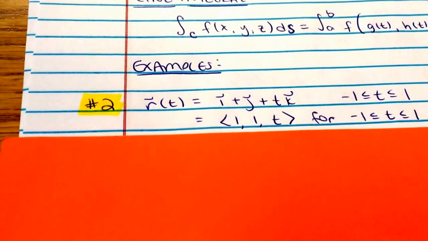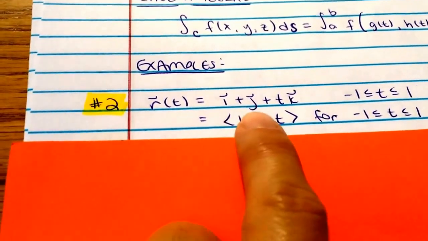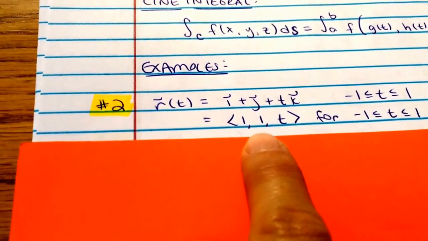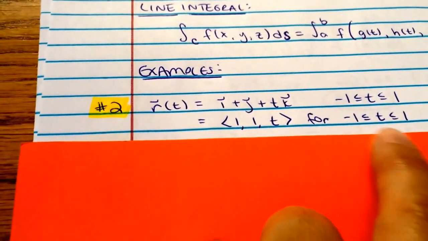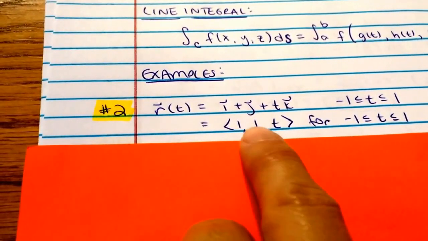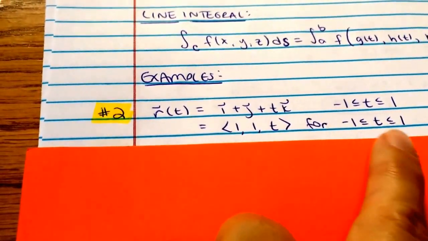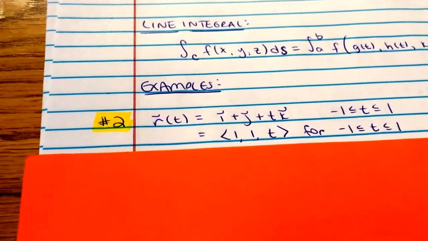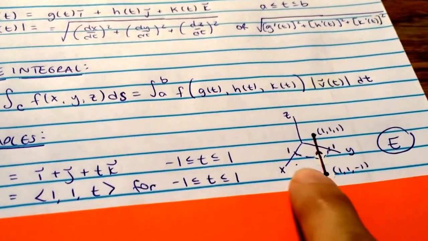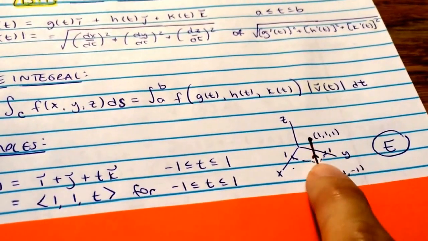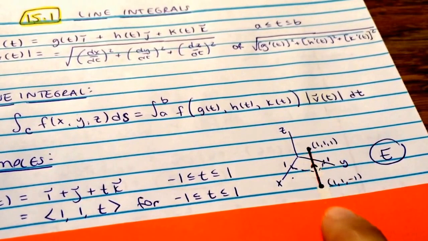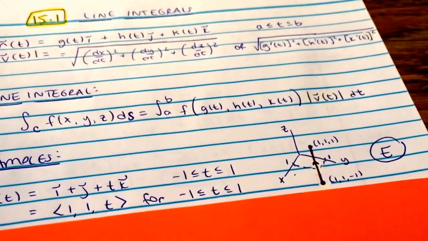Okay, number 2. This is i plus j plus tk. My mind works better in component form, so I put it in component form. And this is for when t is -1 to 1. And so if t is -1, this would be 1, 1, -1. If t is 1, this would be 1, 1, 1, or it could be anything in between there. So it would look like this. The x has to be 1, the y has to be 1, and the z component is varying between 1 and -1. So that matched graph E.